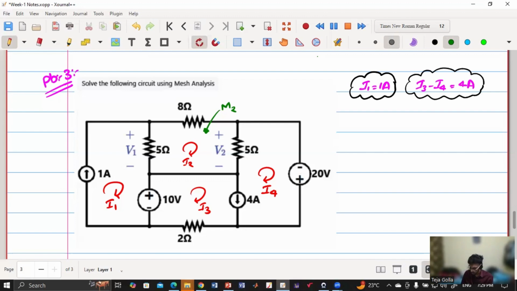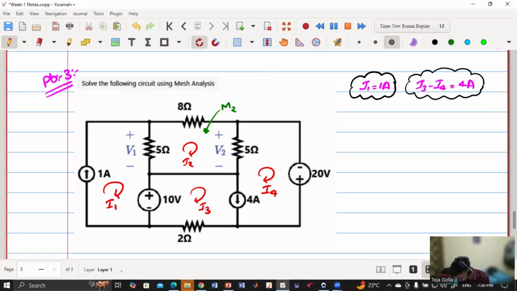So the coefficients: I1, I2, I3, I4 are the variables. 18 I2. What is the coefficient of I1? Minus 5. Okay. And what is the coefficient of I4? Minus 5. Okay, what is the coefficient of I3? No coefficient. Yes, because the resistance that is common is 0. Very good, very good. So let me write that.